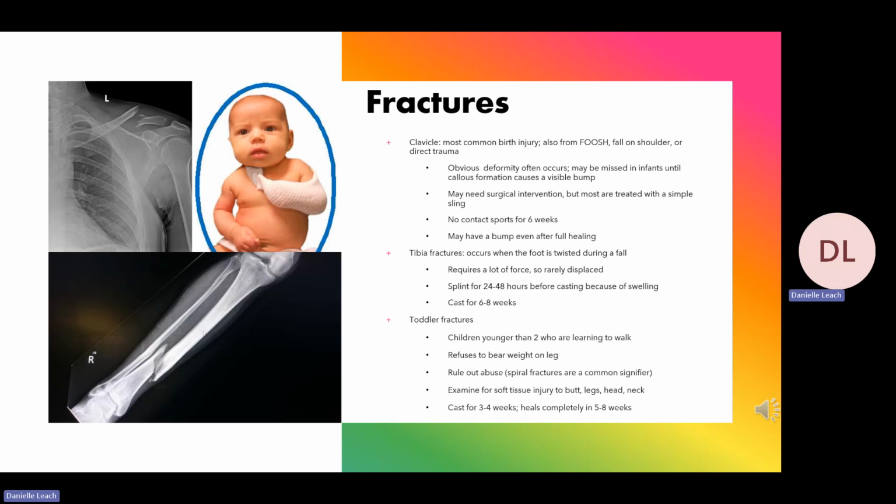Tibia fractures, so the lower part of the leg, the bottom picture there, typically occur when the foot is twisted during a fall. It requires a lot of force to break the tibia because it's a fairly large bone, so it's rarely displaced, but not impossible. Usually with these, we splint them for 24 to 48 hours before putting a cast on to allow for the leg to swell, and then leave the cast on for about 6 to 8 weeks.